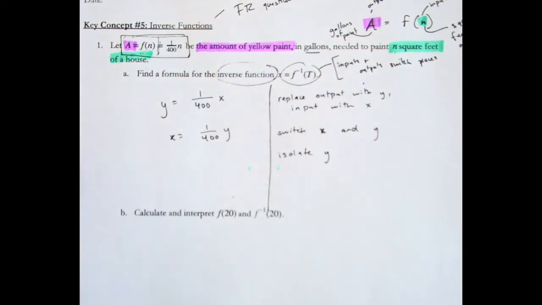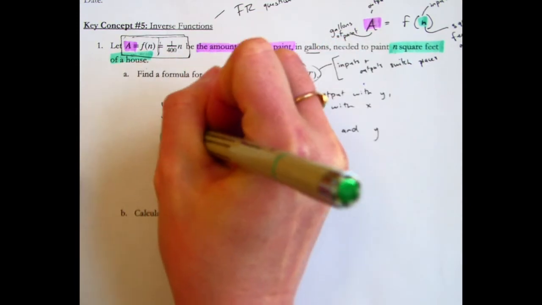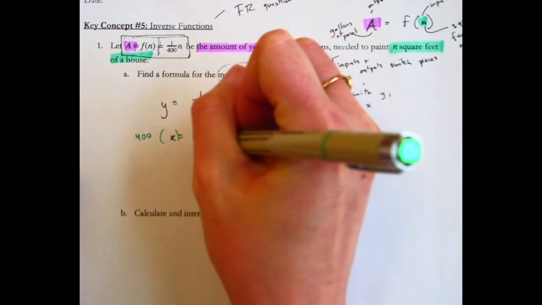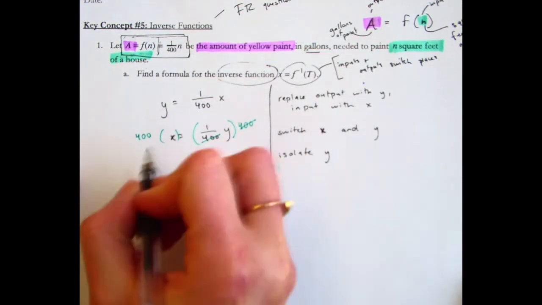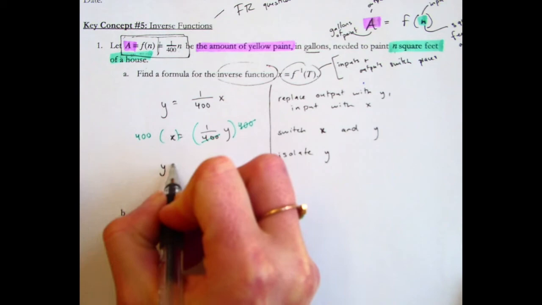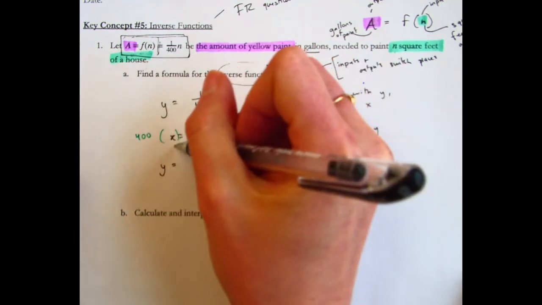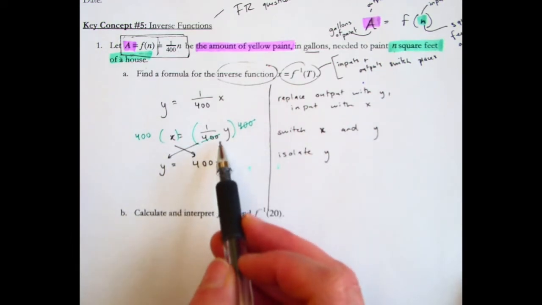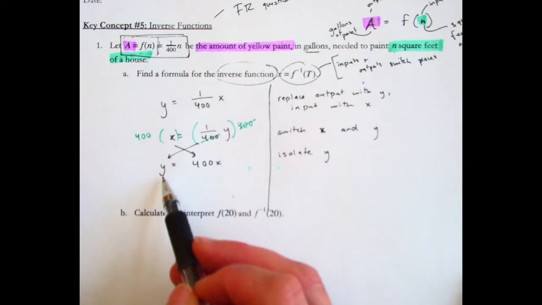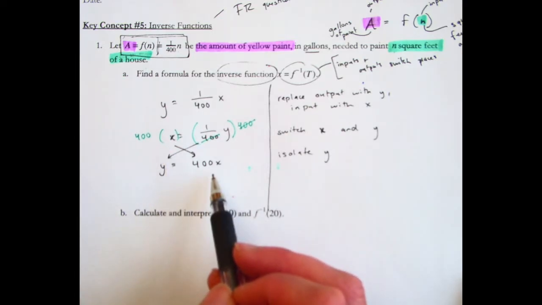So I'm going to multiply both sides by 400 to cancel out the denominator. And I'm going to end up with, I'm just going to switch the sides, y equals 400x. So I move this over here and this over here. The 400's canceled out, so I'm just left with 1y, otherwise known as y, and 400 times x. I just rewrote that as 400x.